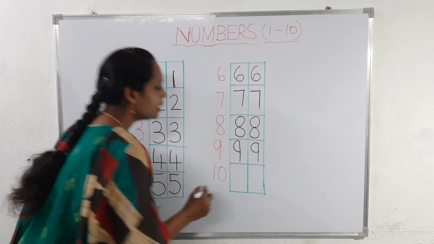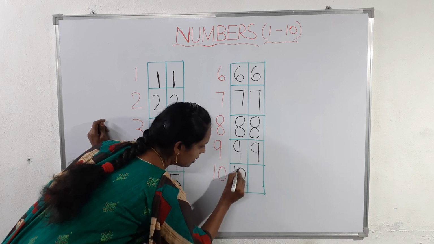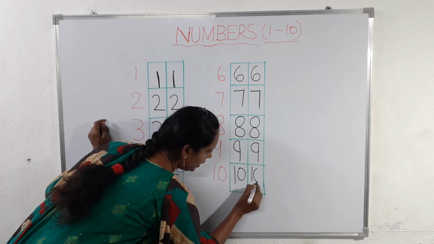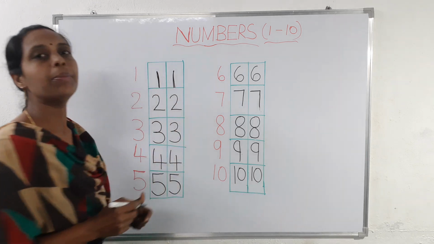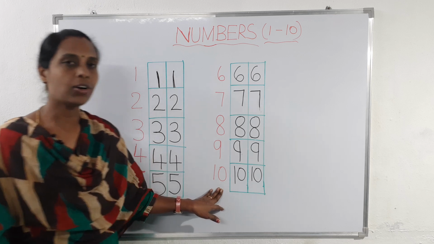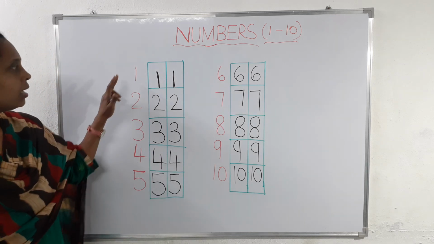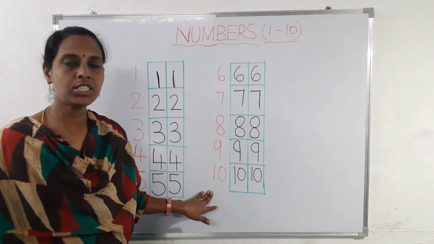How to write 10? Standing line, circle. Number 10. What is this number? 10. Okay children, all of you learn now how to write numbers from 1 to 10 with the strokes.